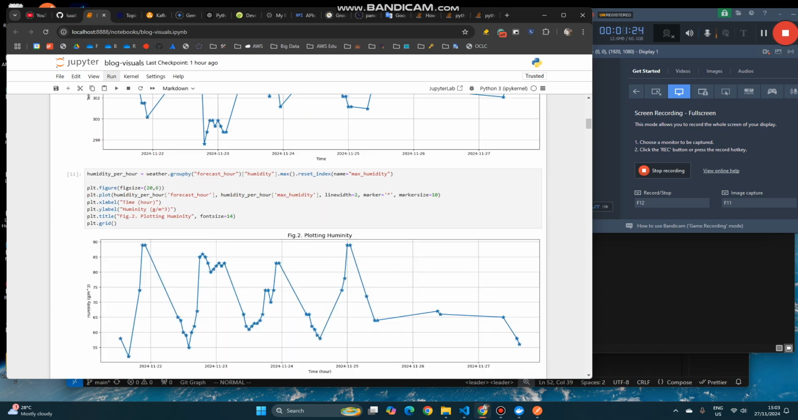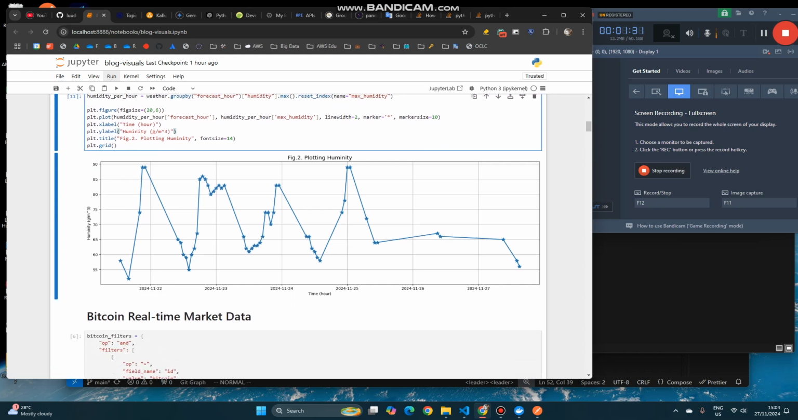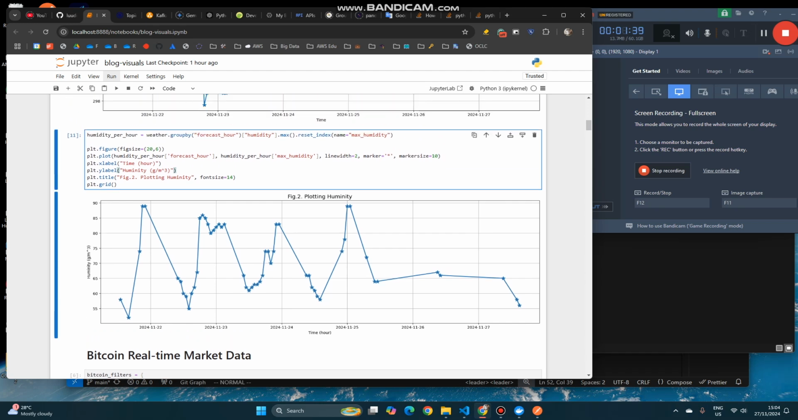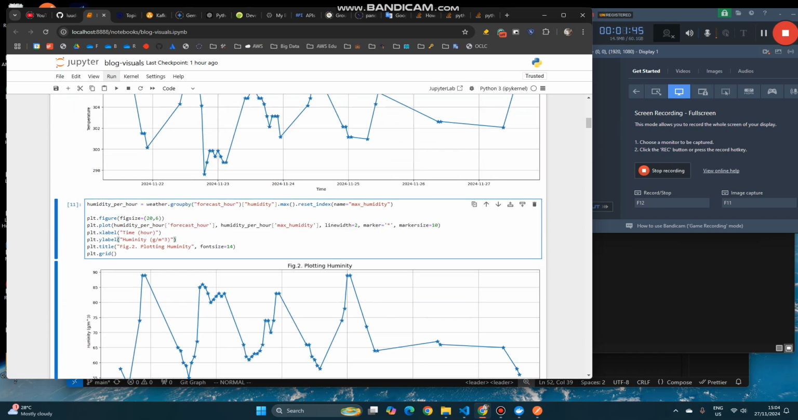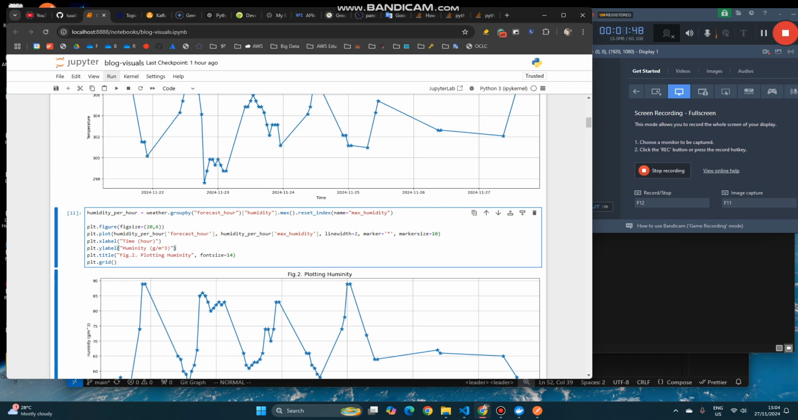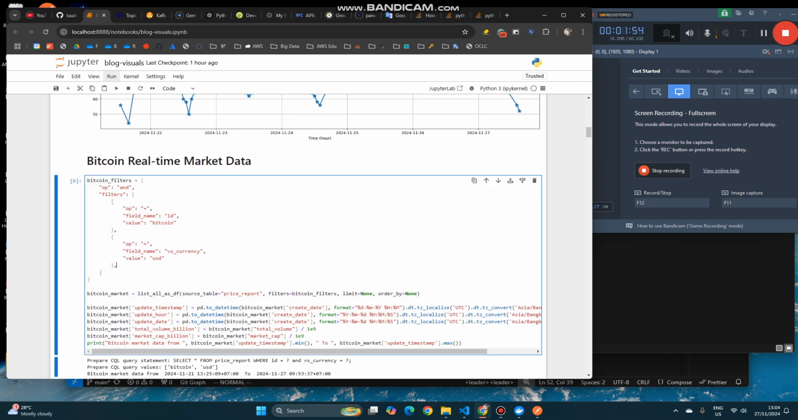I also have the humidity. Okay, so this is the humidity graph of Ho Chi Minh City on different days. That is about the weather data that we collect. Let's move to the more interesting data that we have.